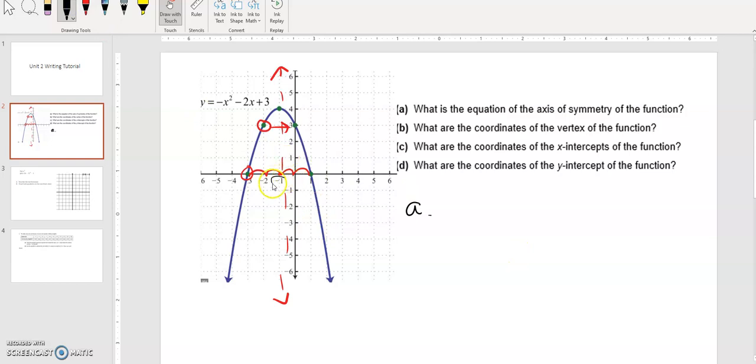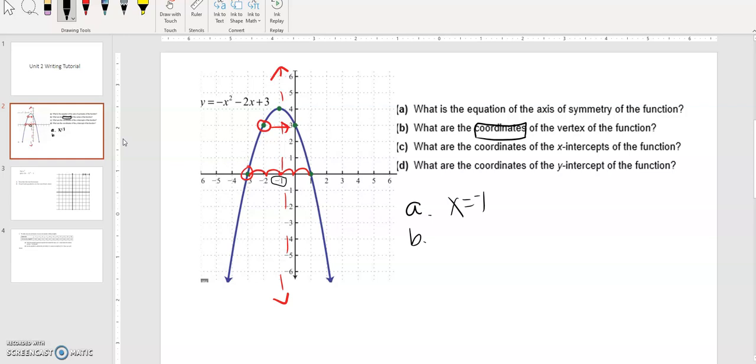So we check our x value, which is -1. So that equation is going to be x equals -1. For part B, it asks you for the coordinates. So you cannot just give a number. It asks for the coordinates of the vertex.